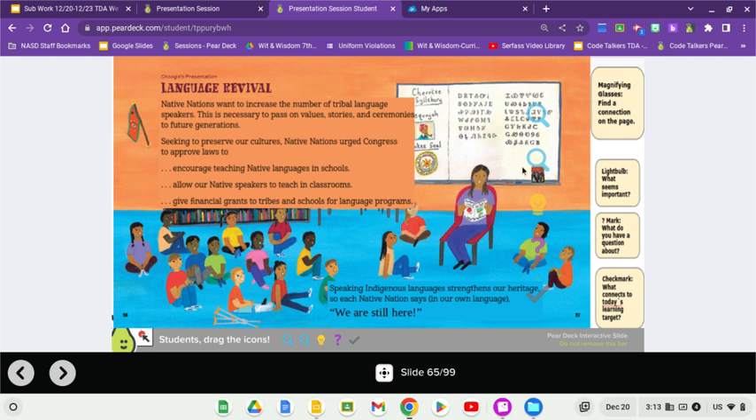Language revival. This is Chugle's presentation. Native nations want to increase the number of tribal language speakers. This is necessary to pass on values, stories, and ceremonies to future generations. Seeking to preserve our cultures, Native nations urged Congress to approve laws to encourage teaching Native languages in schools, allow our Native speakers to teach in classrooms, give financial grants to tribes and schools for language programs. Speaking Indigenous languages strengthens our heritage, so each Native nation says, in our own language, we are still here.